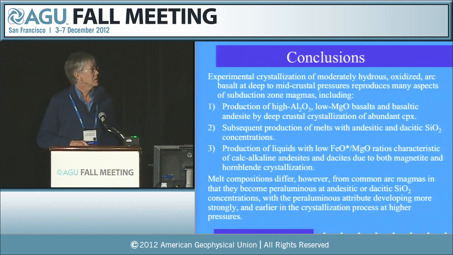So the conclusions, I think I've said them before. Production of high alumina, low magnesium basalts and basaltic andesites can result by deep crustal crystallization of abundant clinopyroxene. These then lead to production of andesitic melts and acidic melts. They're calc-alkaline. Production of liquids with low iron to magnesium ratios, characteristic of andesites and dacite, are due to both magnetite and hornblende crystallization. But there is this problem of liquids becoming peraluminous while they're still andesites at deep crustal conditions. And that's an interesting problem to address.